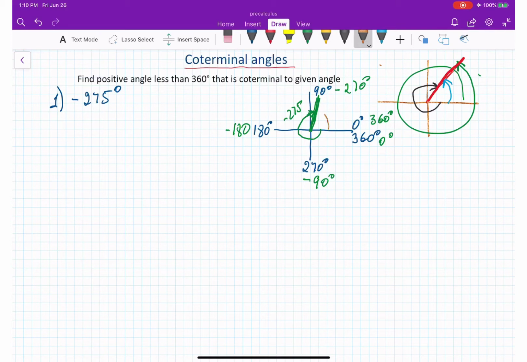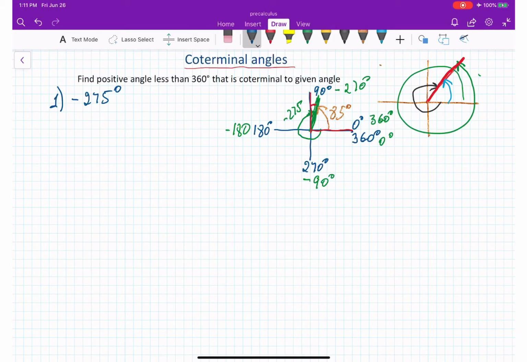What will be our coterminal angle? It can be this one, right? So how many degrees will this be? If we have this 90 degrees, first quadrant, and we came here, it was 5 degrees. So which means this one will be 85 degrees, right? 90 minus 5, 85 degrees.